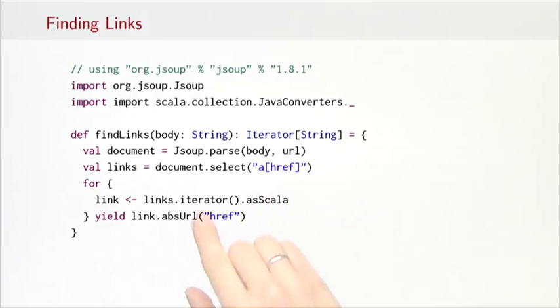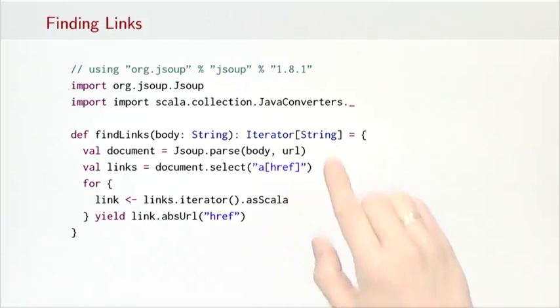We then grab an iterator over the set of these potential links to visit and convert it to a Scala one using the Java converters utility. And then this for expression yields for every link the absolute URL that is contained in the href attribute. And that is then the iterator of URLs that gives us the further sites, further links to visit.